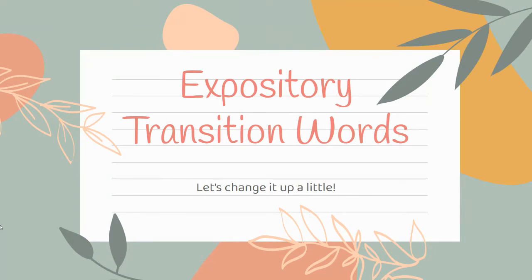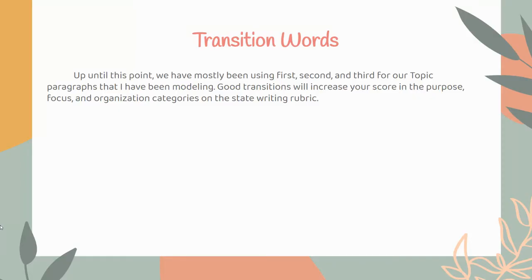Welcome back, sixth graders. Today we will be looking more closely at our transition words that we use in our expository or informational essays. Up until this point, we've mostly been using first, second, and third for our topic paragraphs that I've been modeling. We should note that good transitions will increase your score on the state writing rubric in several areas: the purpose area, the focus area, and the organization area. So a good transition word can make a big difference in your essay.